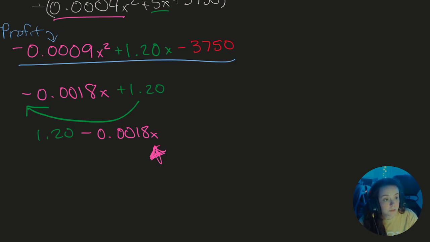All right, that should be the end of it for 2.4 for marginal analysis. Hopefully that makes sense for y'all.